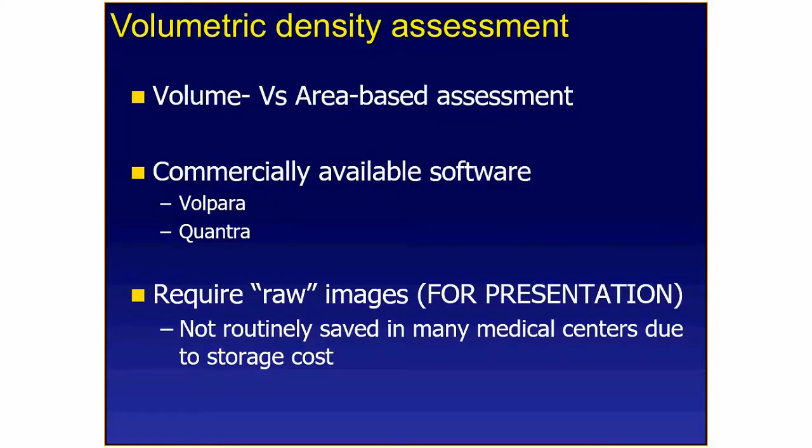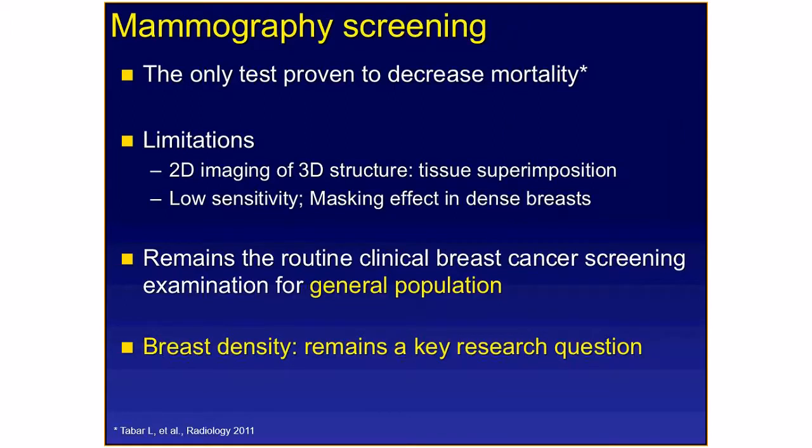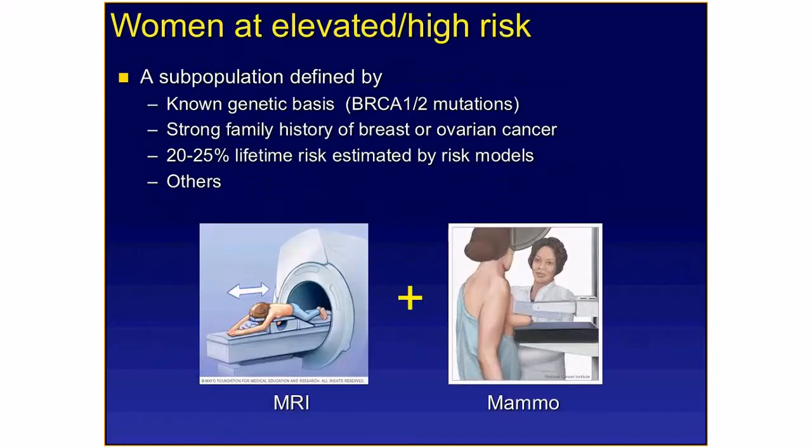So that's the context. To summarize screening, mammography is the only test so far proven to have decreased mortality. The limitation is, of course, that these are 2D images. We know the breast has 3D structures. There is a lot of tissue superposition and low sensitivity, because some of the dense tissue can mask the cancer. Even if there's cancer, you just can't see it. But still, this is the routine clinical breast cancer screening examination for the general population.